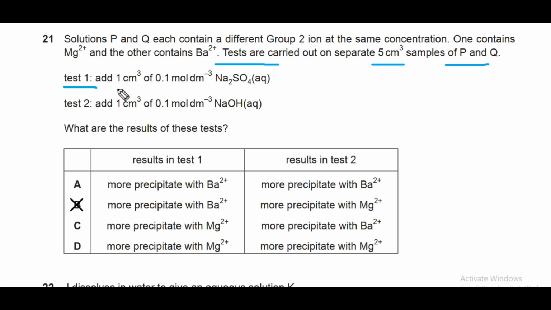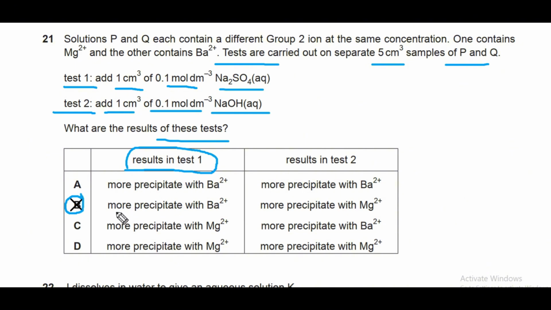Test 1, add 1 cm cube of 0.1 mole per dm cube sodium sulfate. Test 2, 1 cm cube of 0.1 mole per dm cube sodium hydroxide. Two tests are carried out. What are the results of these tests? Result in test 1, B is the right answer. More precipitate with barium ion.